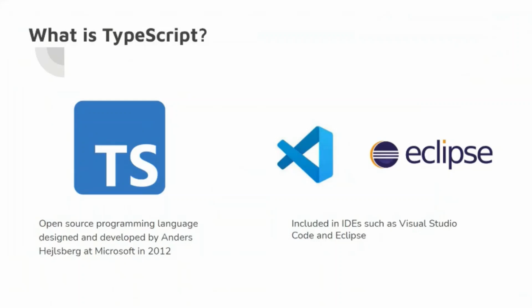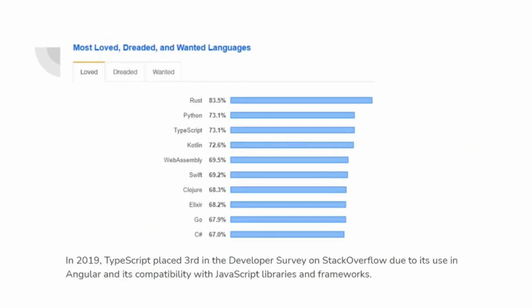TypeScript is supported in multiple IDEs such as Visual Studio Code, making it easily accessible. In 2019, TypeScript placed third in the developer survey on Stack Overflow due to its use in Angular and its compatibility with JavaScript libraries and frameworks. It can also be used with other JavaScript-related frameworks such as Vue and React to develop applications.